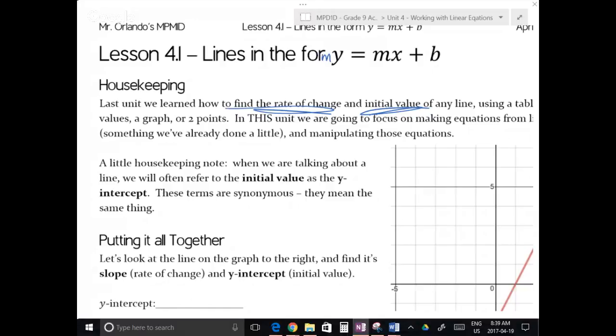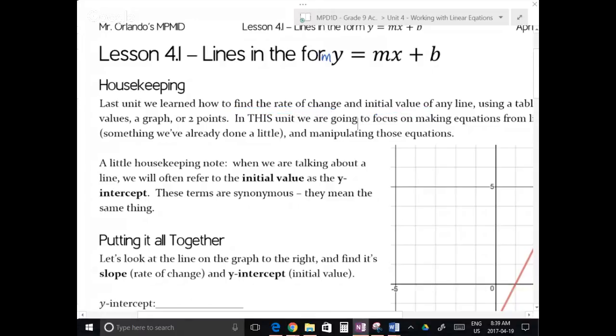And finally, the last step that we learned last unit is even if I just gave you what? What's the least information I give you? 2 points. Even if I just gave you 2 points on a line, that was enough to find the rate of change. I didn't actually teach you to find the initial value from 2 points. That's going to come this unit. But point being, from a graph, from a table, or even just from 2 points, we can get this information.